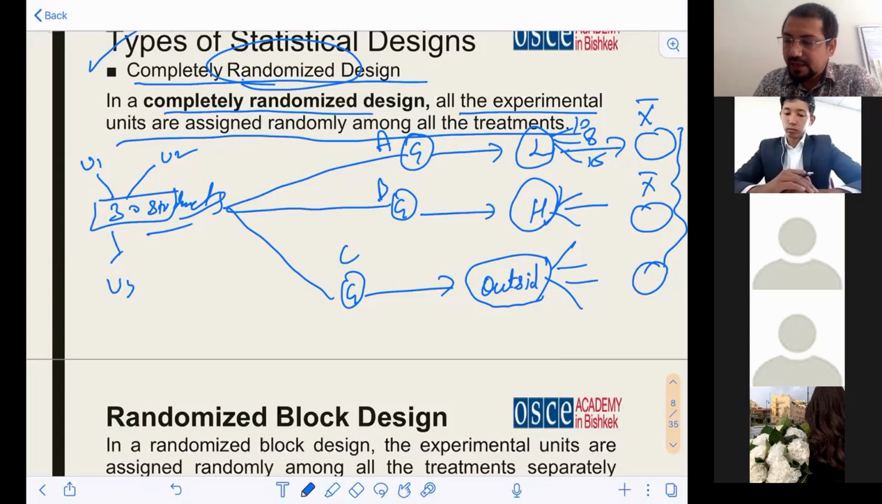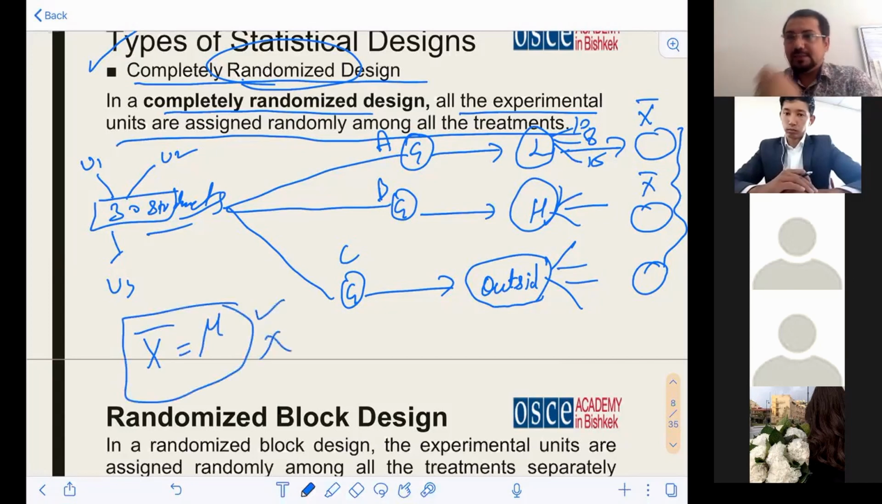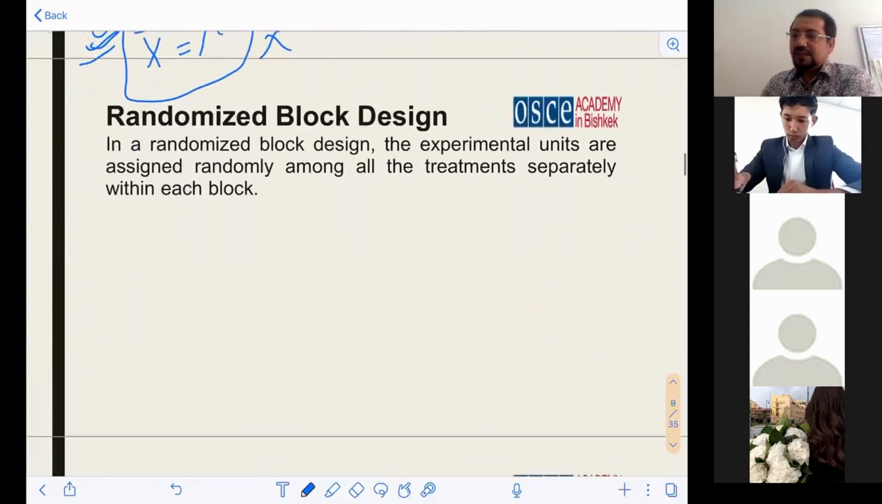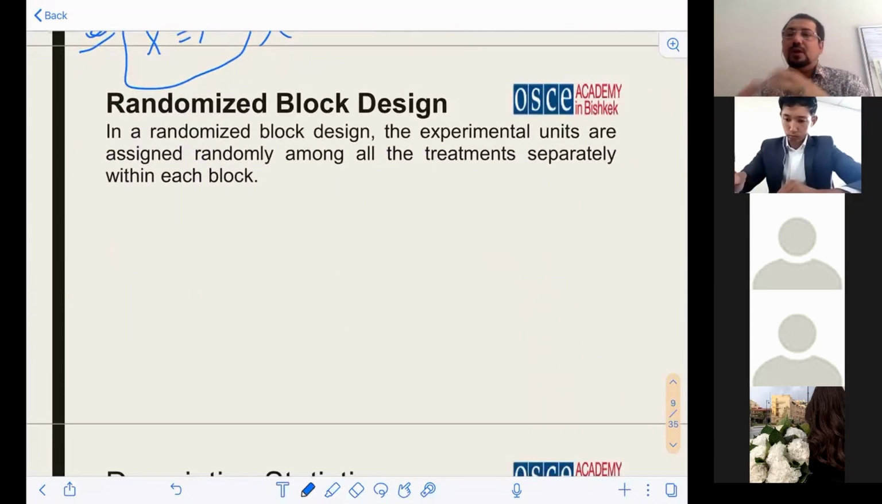And by the way, yesterday we were discussing that the mean is equal to mu. It is true, or at the same time not true. We will be exploring this in inferential statistics, from next to next week, in my third week. I hope it is clear, that is the randomized design. The next one is randomized block design.